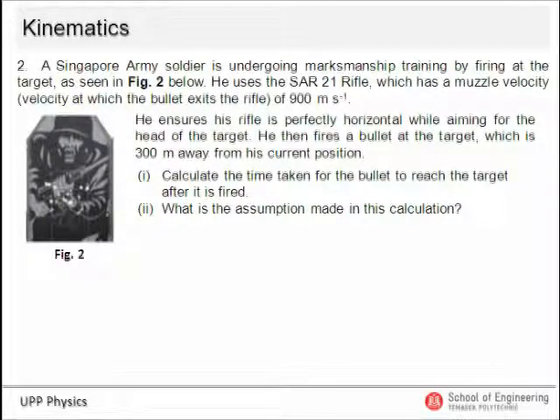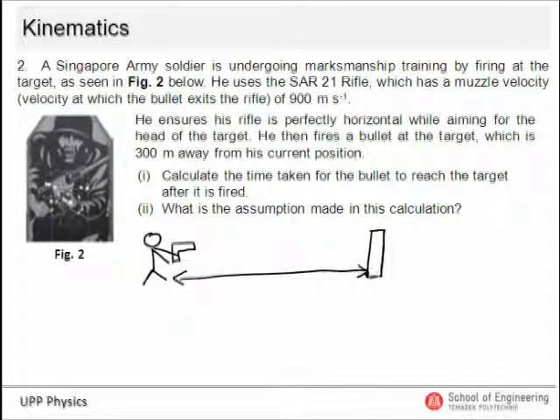Let's draw a schematic diagram of the question. So we will have the soldier who is 300 meters away from the target. So the target is here, and the horizontal distance is given to be 300 meters. Now with the distance, we need a speed, and we can calculate the time. So the distance is given 300 meters, speed is 900 meters per second. We can proceed to calculate the time taken.